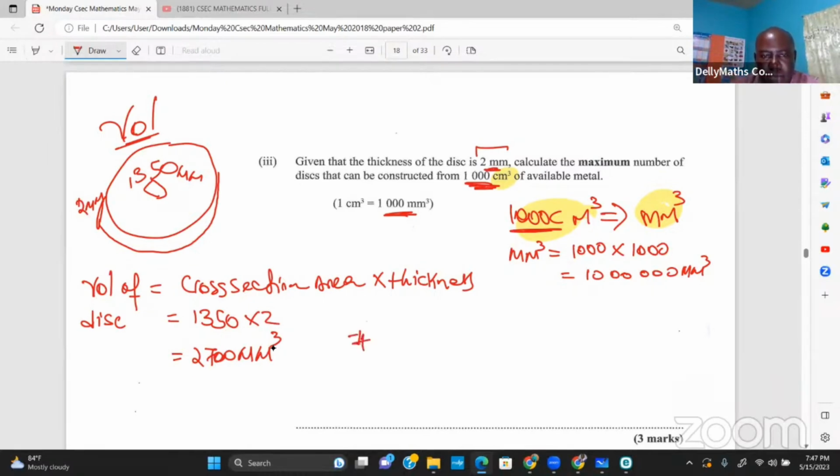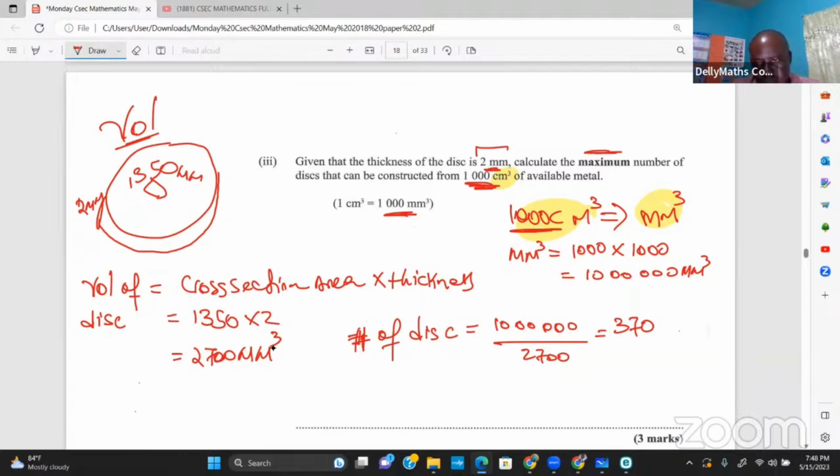There are more than one ways to work it, so I'm taking it from this angle. I'm working with millimeter cube. The question wants to know the maximum number of disks. It's going to equal 1 million divided by 2,700. We could do that, and I'm getting a value of 370.37.